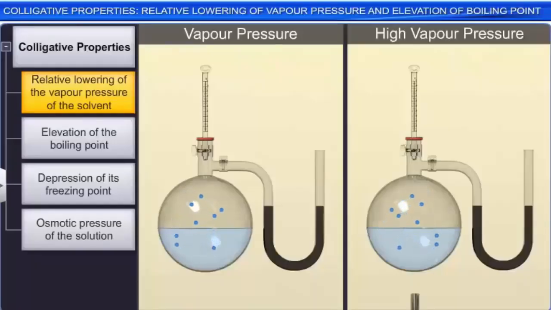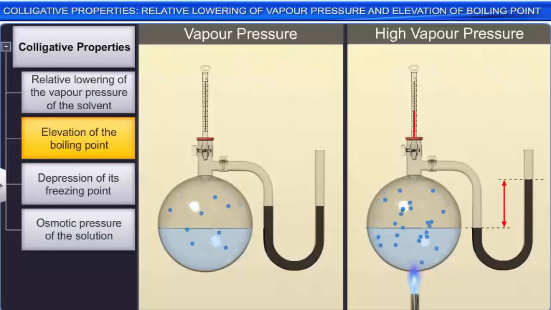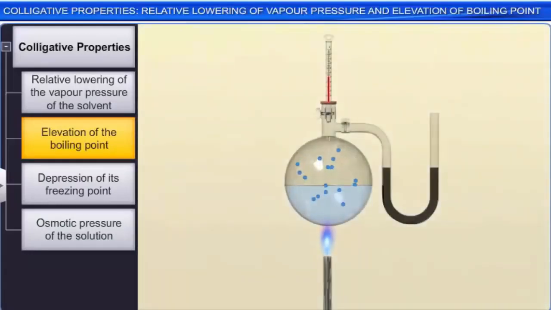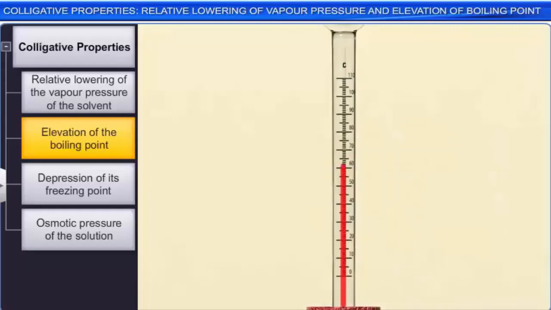Let us now look at the next colligative property, that is, elevation of the boiling point. We know that the vapor pressure of a liquid increases with an increase in temperature. When the vapor pressure of the liquid becomes equal to the atmospheric pressure or external pressure, the liquid starts boiling. The temperature at which the vapor pressure of the liquid is equal to the external pressure is known as its boiling point.